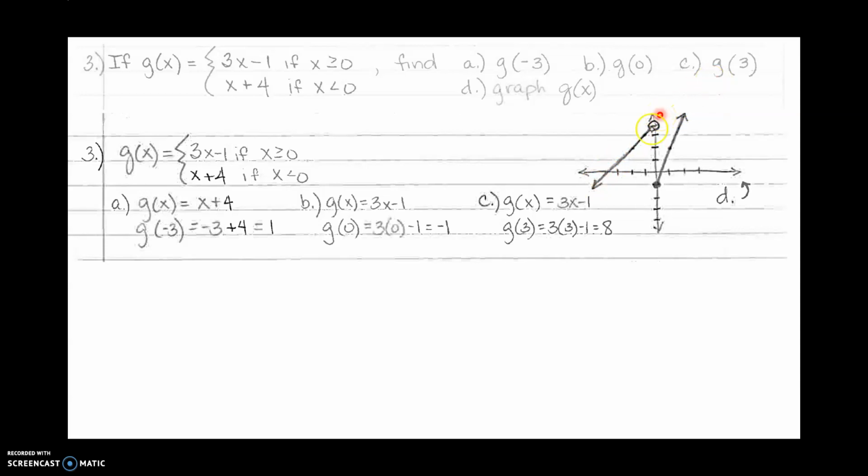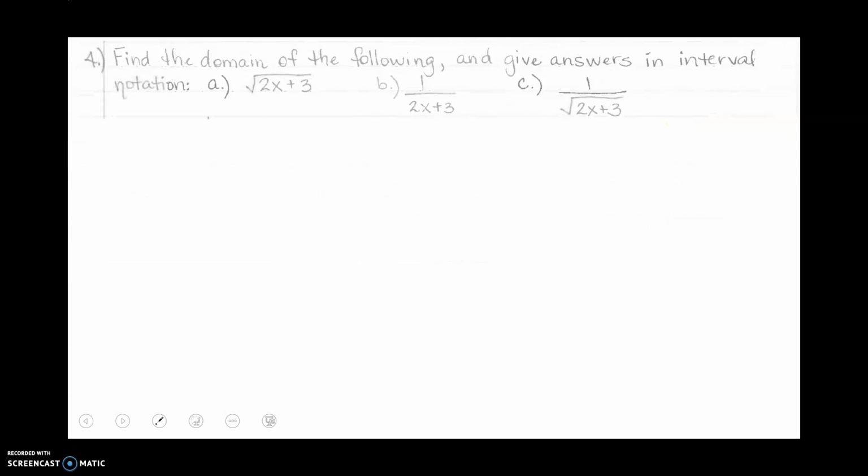And the way that I know whether to use an open dot or a closed dot is because you'll notice that for the line 3x minus 1, x was equal to 0, so I have a closed dot. For x plus 4, for that line, it was less than 0, so that's why I have an open dot. Again, that is your bonus.